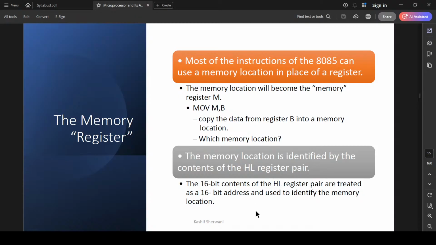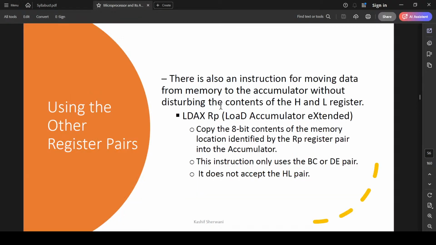And remember, the H and L were together 16 bit. So the H will constitute 50 and L will include 00. So it will understand, okay, this programmer wants to store the data from B to M and the M's location is 5000. Okay. Now, next is using other register pairs.